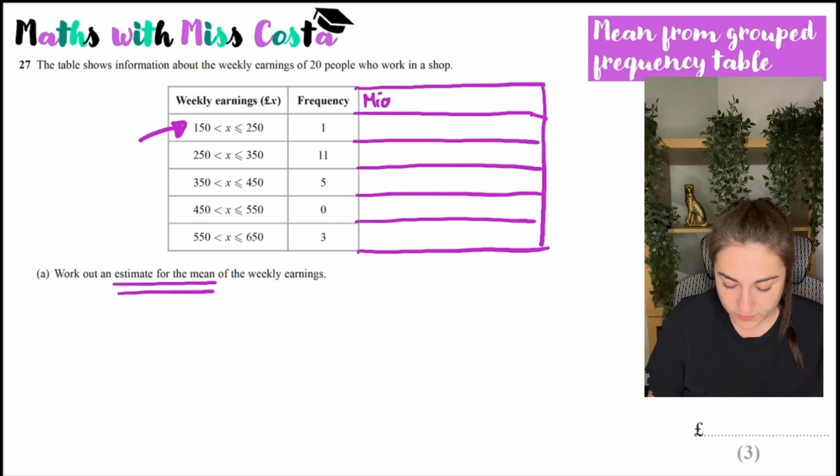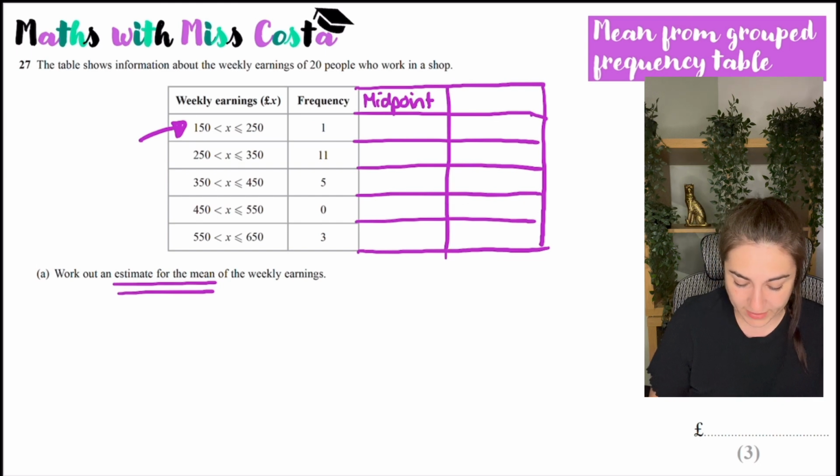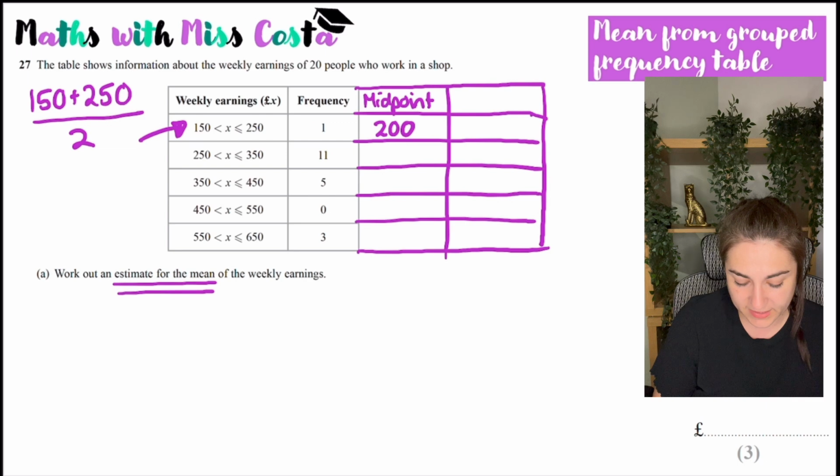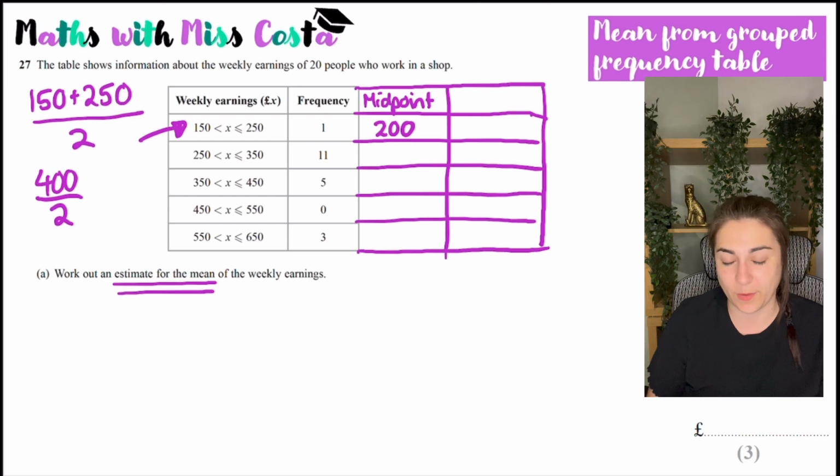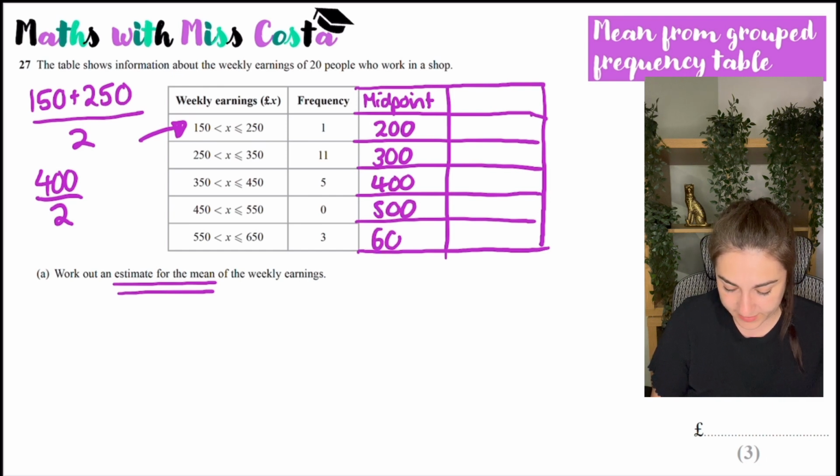So I'm just going to write a little column for the midpoint. I want to work out halfway between 150 and 250, which is 200. If you didn't know how to work out the midpoint, you just add the two values together, so 150 plus 250, and then you divide by 2. That would be 400 divided by 2. You can do it that way, or you might just be able to look at it and find the midpoint. So the midpoints here would be 200, 300, 400, 500 and 600.